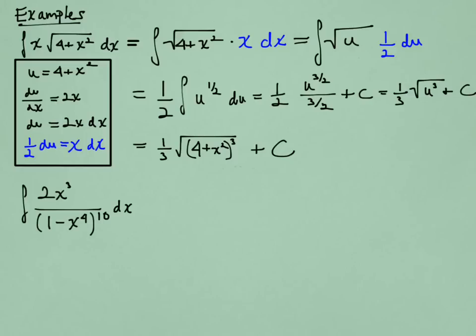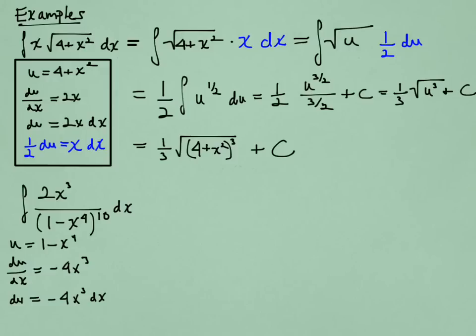Let's look at another example. Here I have 1 minus x to the 4th, to the 10th power, and in the numerator, I have 2 times x cubed. I'm going to take u to be what's being taken to a power in that denominator, that 1 minus x to the 4th only. Its derivative is minus 4x cubed. I'm going to write that in differential notation, so I bring the dx over.